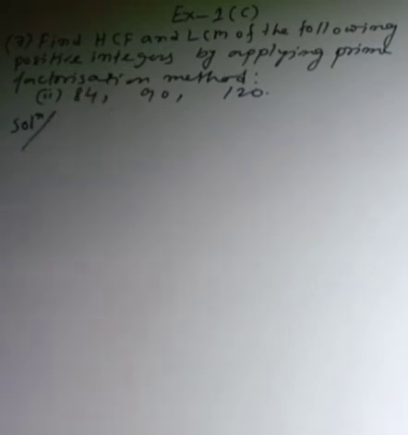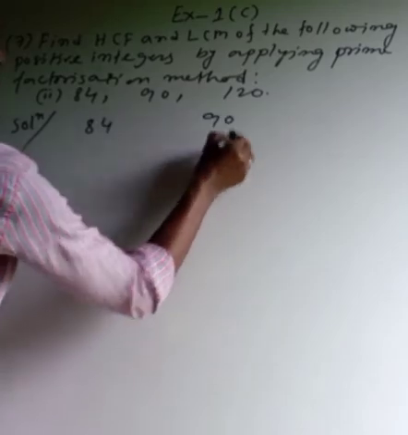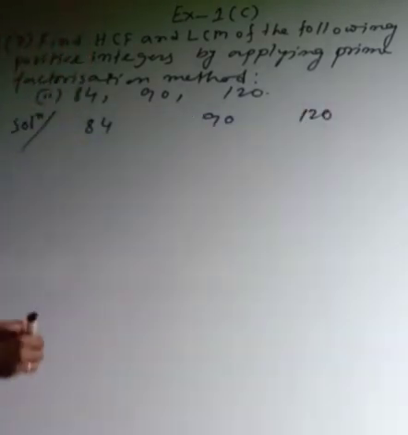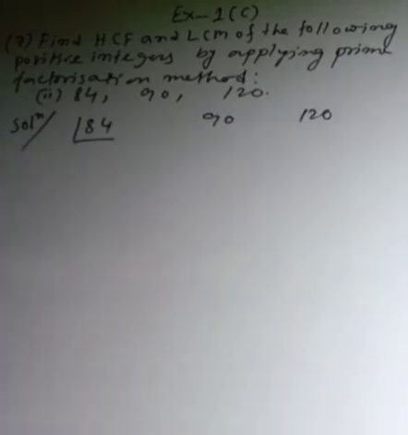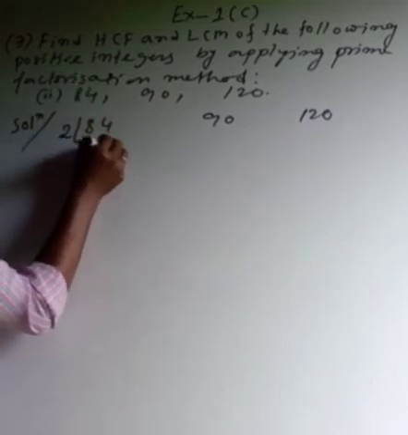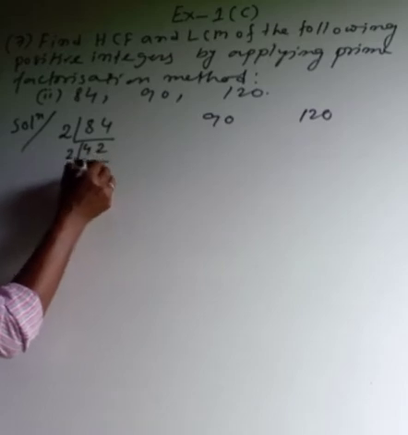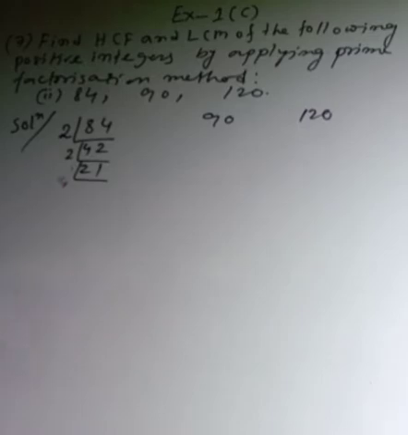First of all, we have to find the prime factors for all these numbers. So the first one is 84, the second one is 90 and the third one is 120. We have to choose the smallest divisor. Because all these are even numbers, we can choose the smallest even positive integer, which is 2. So 2 into 42, 84. 2 into 21, 42. 21 is an odd number, so 3 into 7, 21.